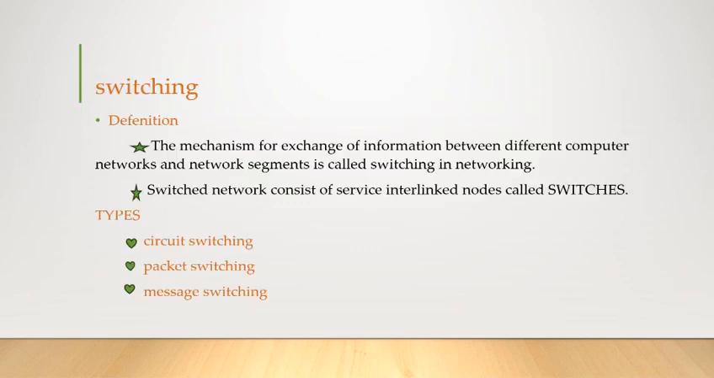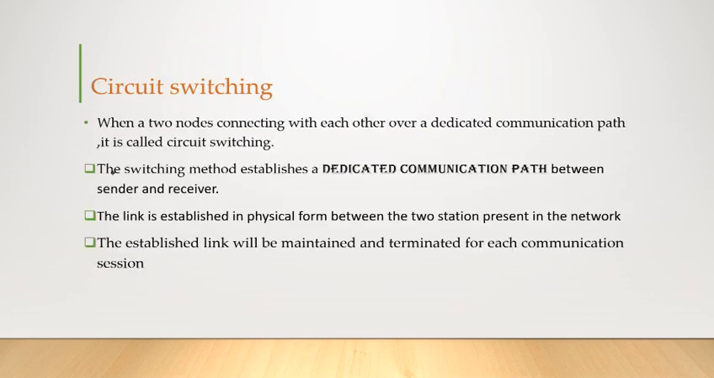Switching in a computer network helps in deciding the best route for data transmission if there are multiple paths in a larger network. It is a one-to-one connection. There are three types of switching in computer networks: circuit switching, packet switching, and message switching. We are going to see circuit switching and packet switching.